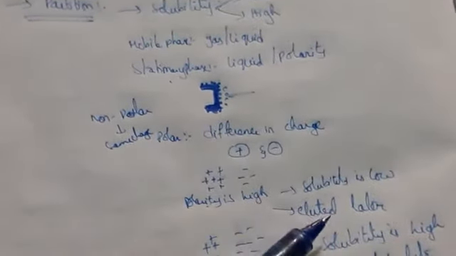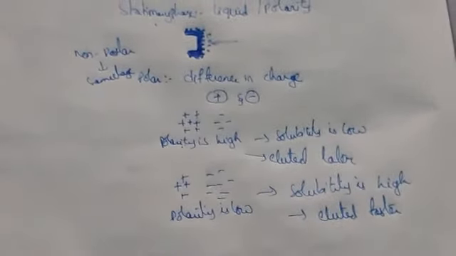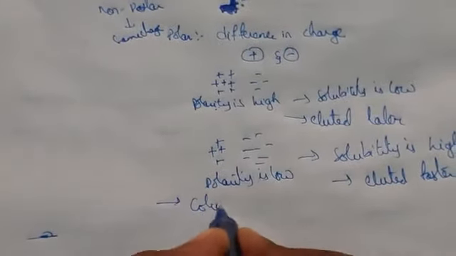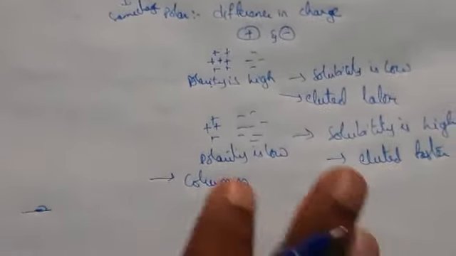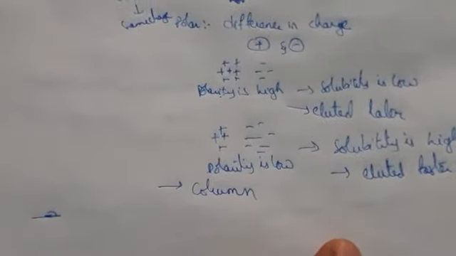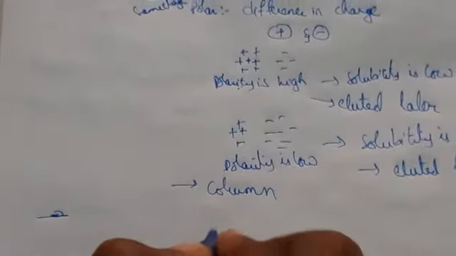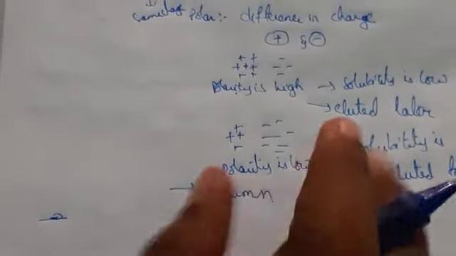So if the polarity is high, the molecules are not going to separate, because in the stationary phase they stick. If polarity is low, then solubility is high and it can be eluted faster. This is nothing but partition. In this partition we are going to discuss column chromatography. According to partition chromatography, we have column chromatography and also ion exchange chromatography, which take the principle of partition.